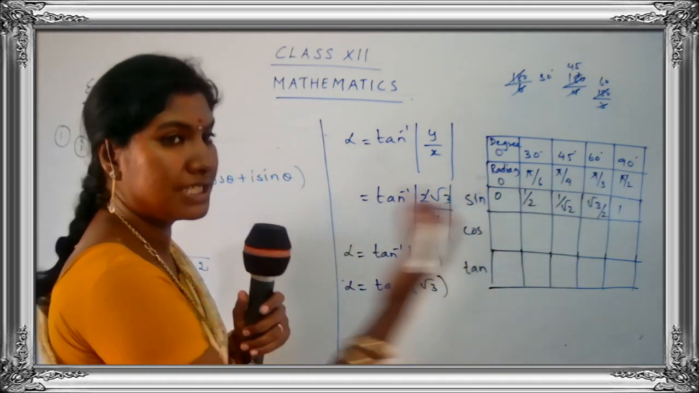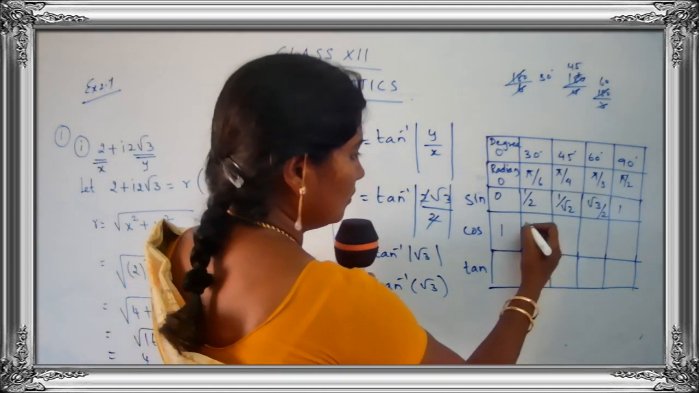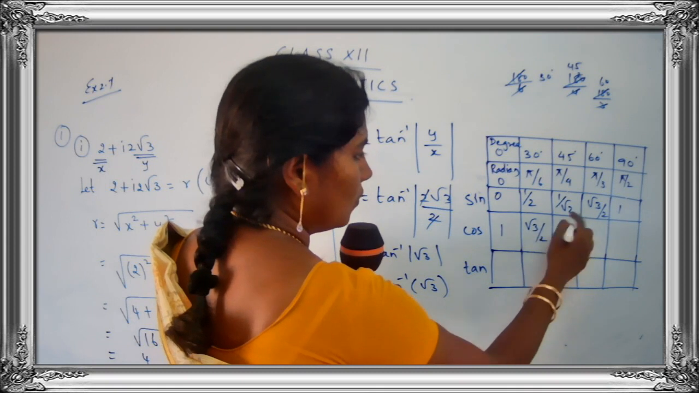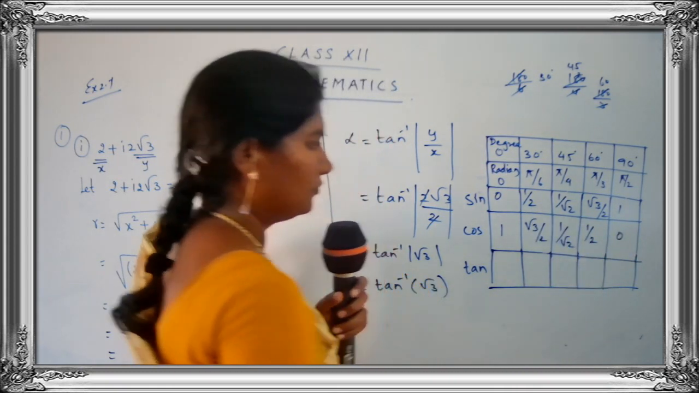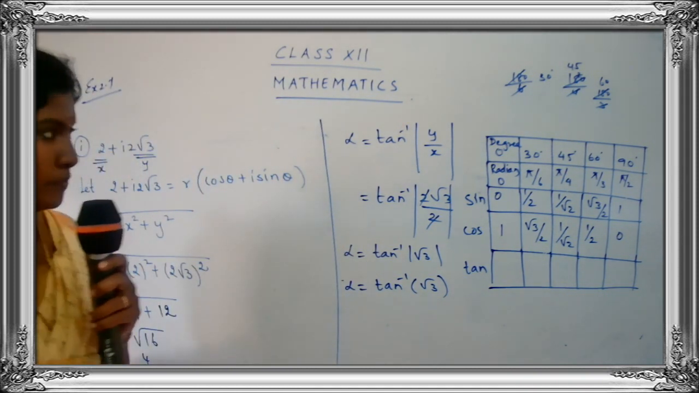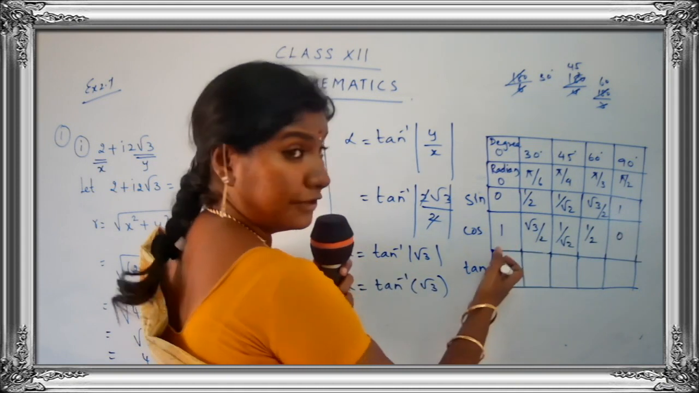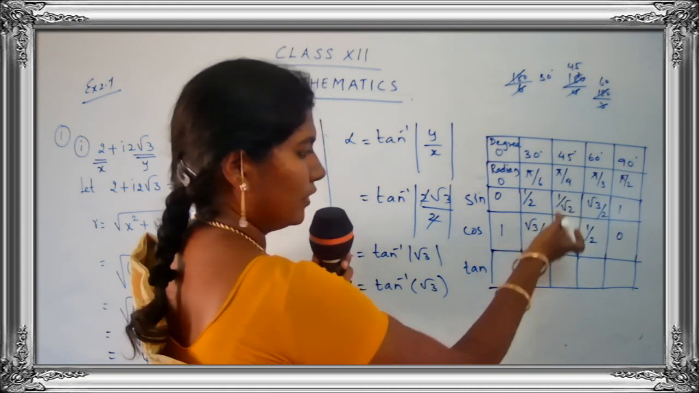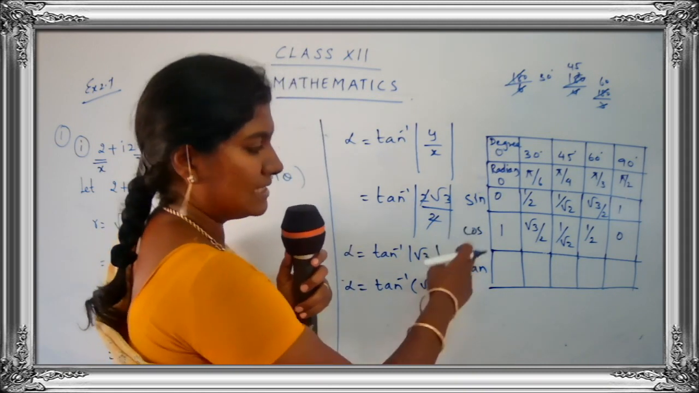For cos, you have to just write down in reverse order. So you have to start from 1. So 1, root 3 by 2, 1 by root 2, 1 by 2, 0. You have to write down in the reverse order. Okay. Now for tan, you have to divide sine and cos.